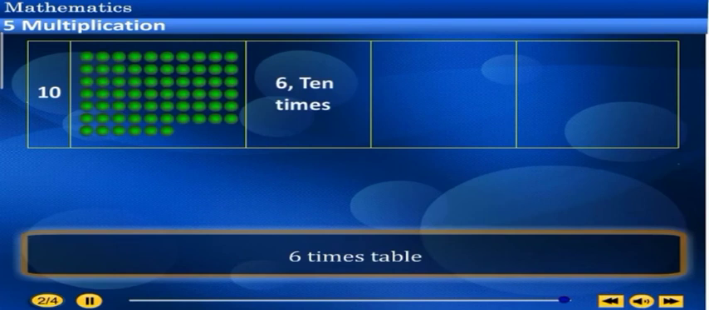6 nines are 54. 10. 6 ten times. 6 multiplied by 10 is equal to 60. 6 tens are 60.